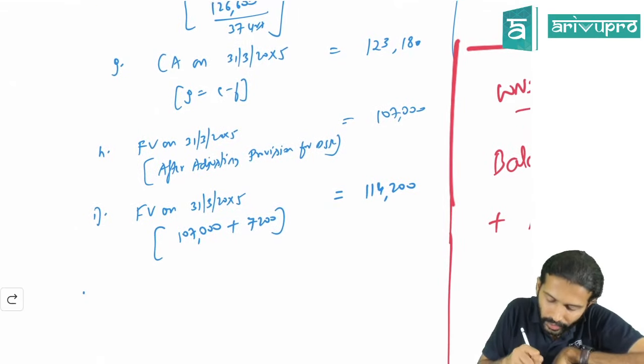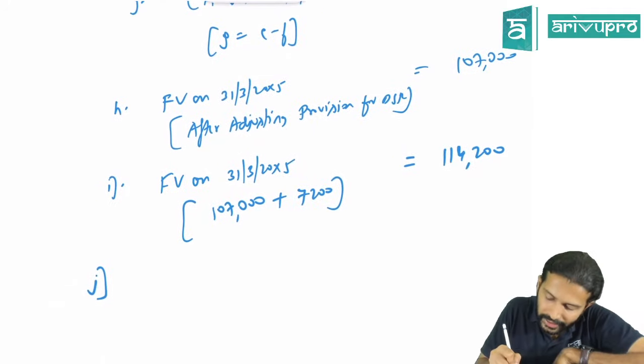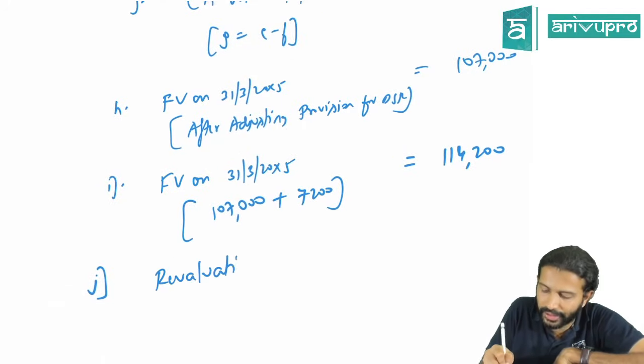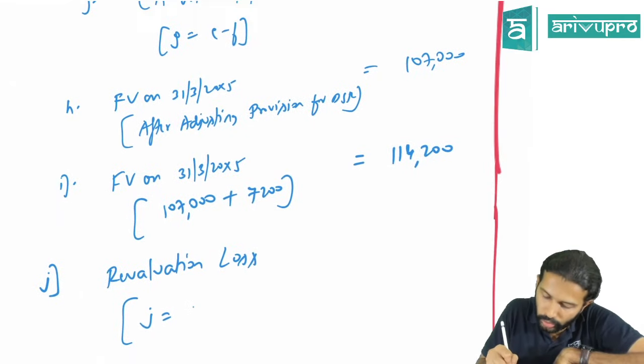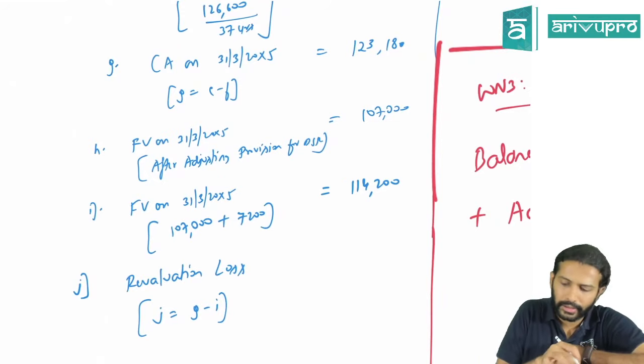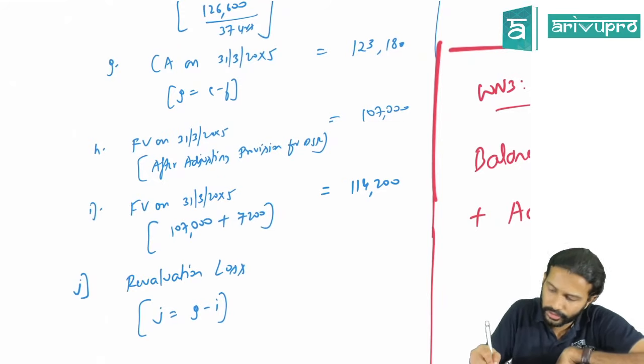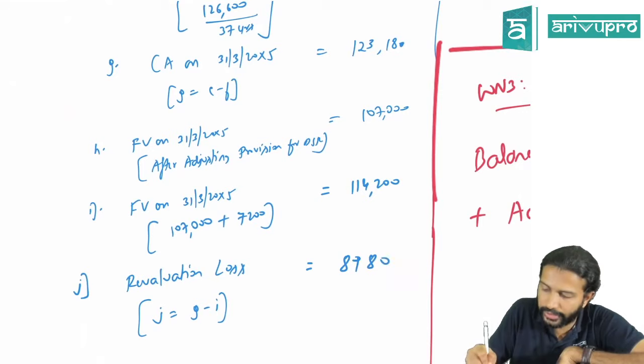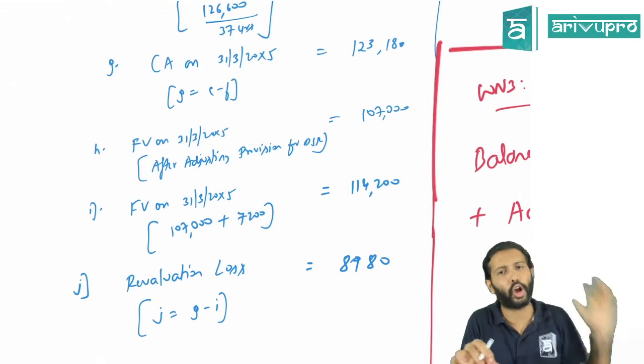Yes or no? Next is J. So we're getting a revaluation. In the previous year we got revaluation gain. Here we're getting revaluation loss. So can I say J is equal to G minus I? That is 123,180 minus 114,200, which is 8,980 rupees. So this is your revaluation loss.